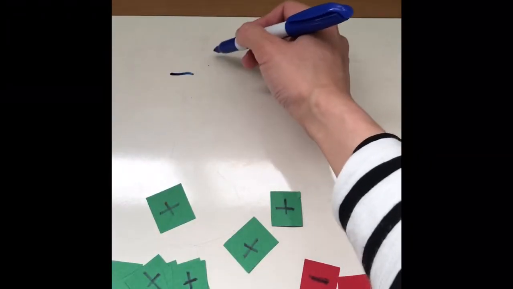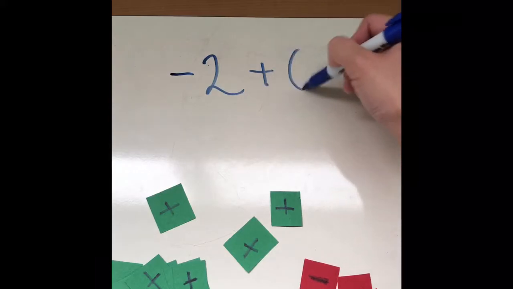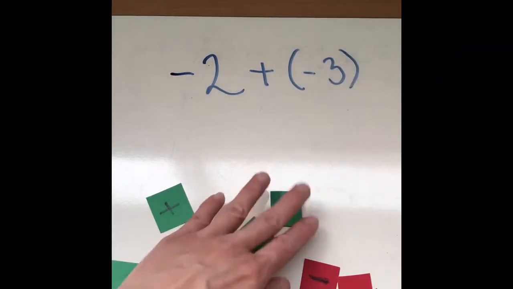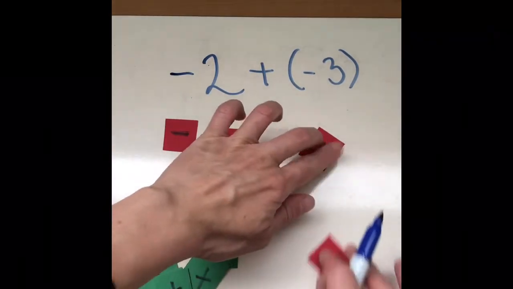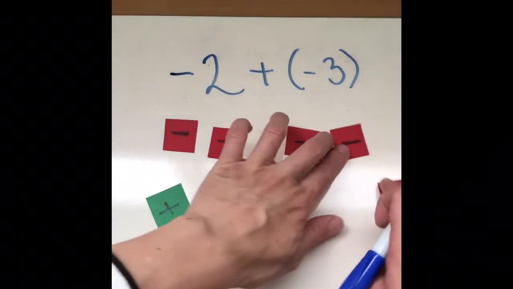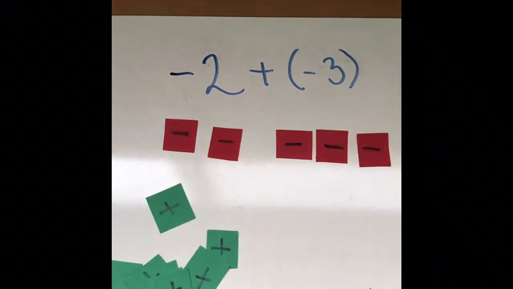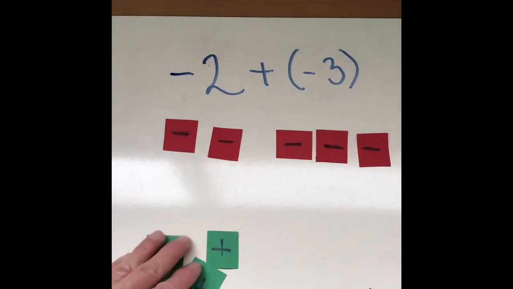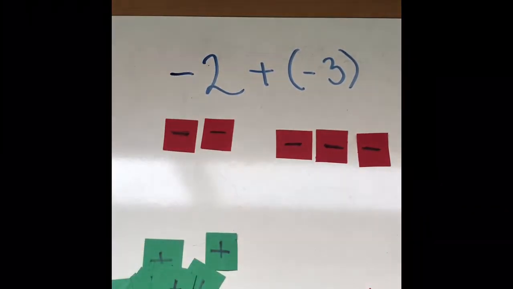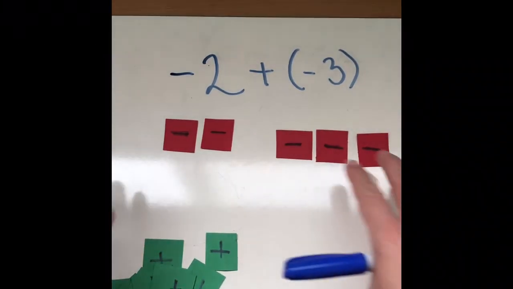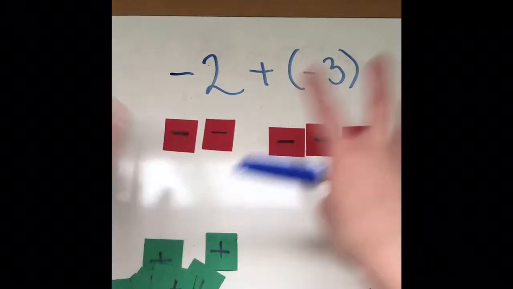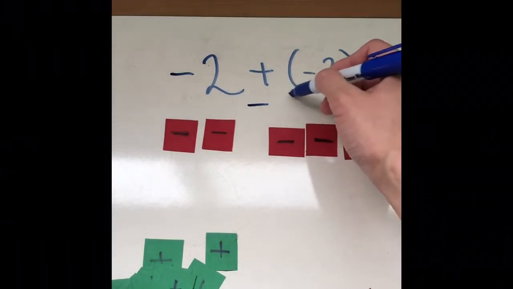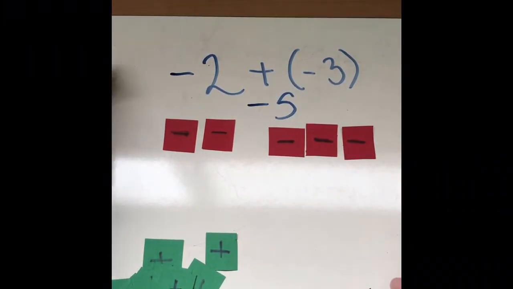And then we will just continue to do more examples. We'll do another one like -2 plus -3. Now we have 2 negatives here, and then I will bring up 3 negatives here. And I will show my class, okay, since these are all negatives, we have no zeroing out. Nothing zeroes out, so I'm going to add them all up. I got 5 negatives, so my answer is going to be -5.